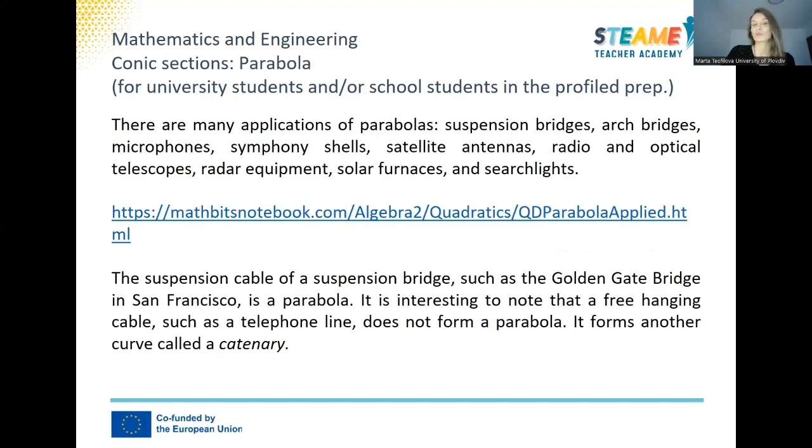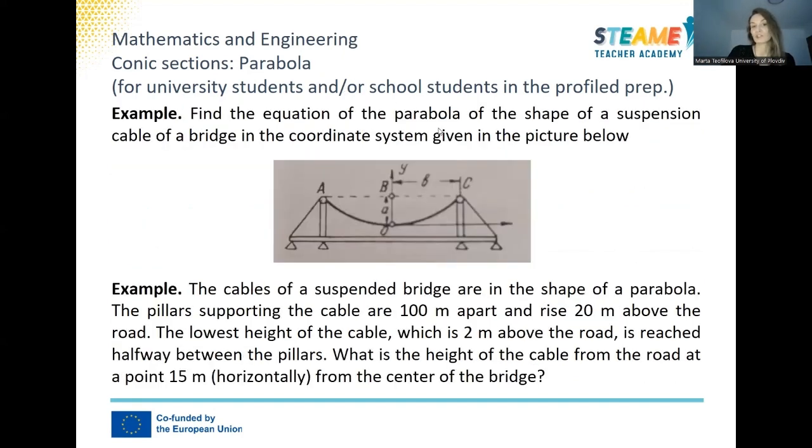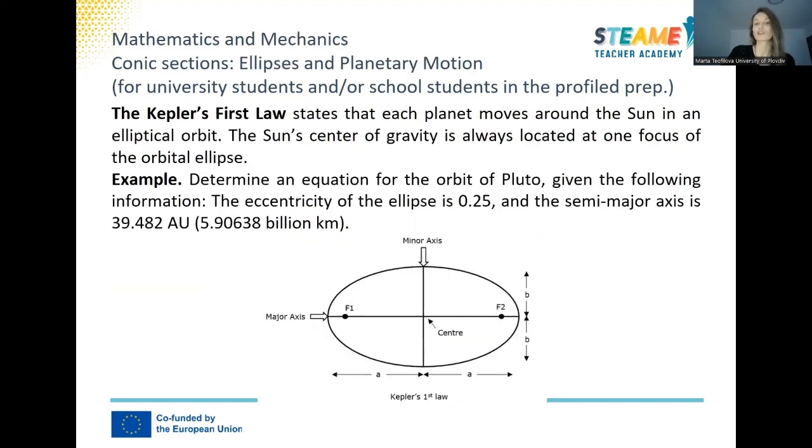You can use parabolas in problems of engineering bridges, like this one. Find the equation of the parabola of the shape of a suspension cable of a bridge in the given coordinate system, which is adapted to the bridge, to the positions of the bridge. You can use conic sections in solving problems of planetary motion. This is just one example.